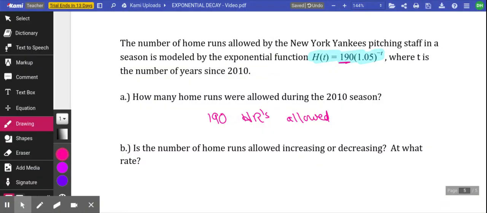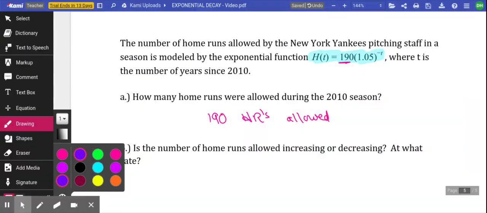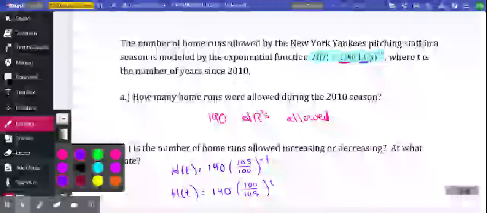Is the number of home runs increasing or decreasing? Well, we do have a big bear trap here. On the surface, it looks like the number of home runs is increasing because you see a 1.05, but notice the negative exponent. So that's going to force us to have to try to rewrite this function. Now, 1.05 is 105 over 100. And then what I'm going to do is take the reciprocal. So the 100 is on top, the 105 is on the bottom, and now my exponent is positive.